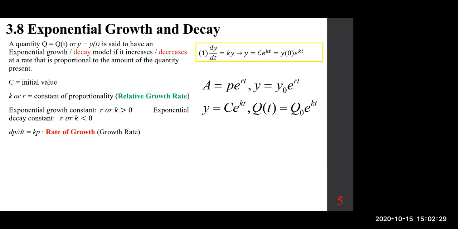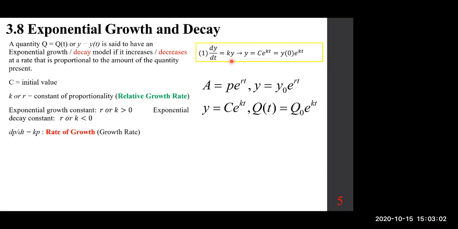And because of that, if you look at the formulas on the right, on purpose, I'm writing various formulas. c e to the power of kt, y sub 0 e to the power of kt, P e to the power of rt, y sub 0 e to the power of rt. So many formulas, all of them refer to the same thing, okay? Exponential growth and decay. And it follows the following. dy/dt equals ky results in this equation. What does it mean?